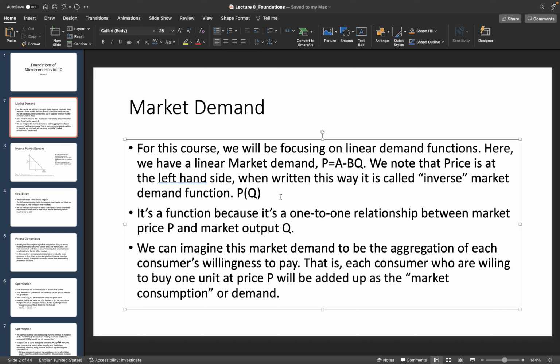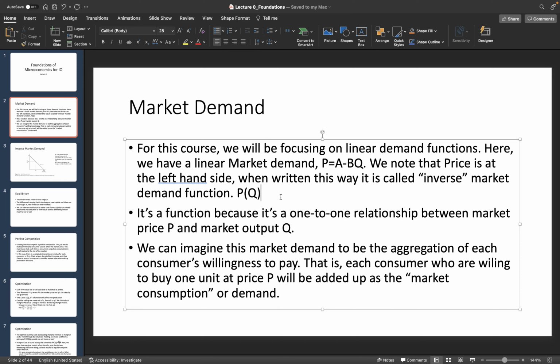Now there's a one-to-one relationship between market price and market output Q. That's why it's a function, and it's a simple line in our case. For advanced applications, it's going to be almost linear anyway, or linearizable. It could be non-linear entirely, but within the neighborhood of the equilibrium, it's still linear. So that's why we're simplifying things further by assuming that the entire thing is linear.